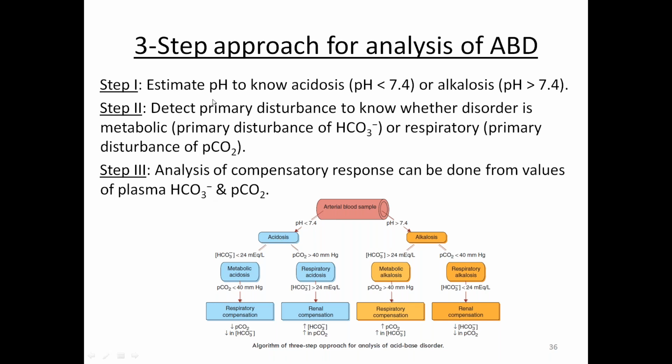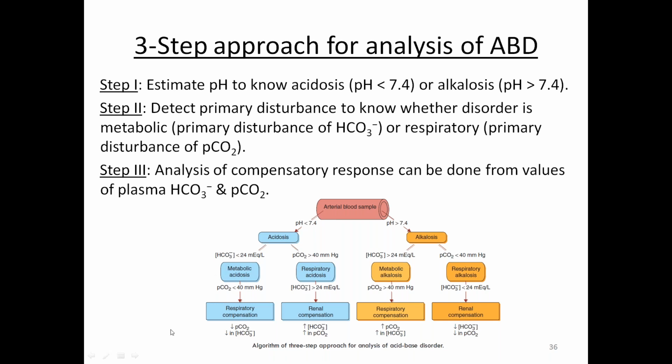Then step 2 is where you try to detect the primary disturbance. Suppose we have reached this step looking at the pH. Now we want to understand, okay, it is acidosis, but is it metabolic acidosis or is it respiratory acidosis? And the way to know that is to understand what the primary disturbance is. Is it a primary disturbance of bicarbonate ions or is it a primary disturbance of PCO2?